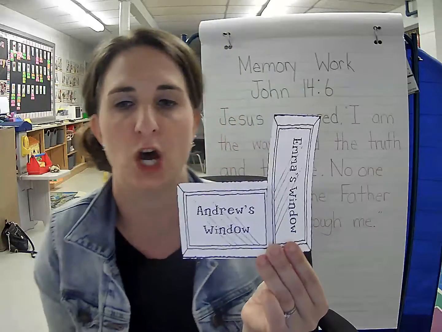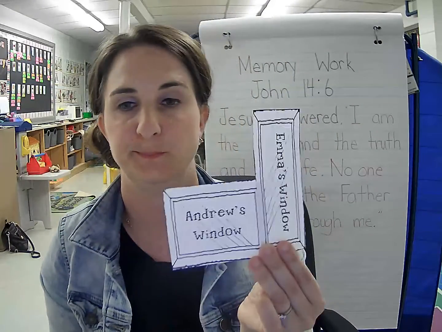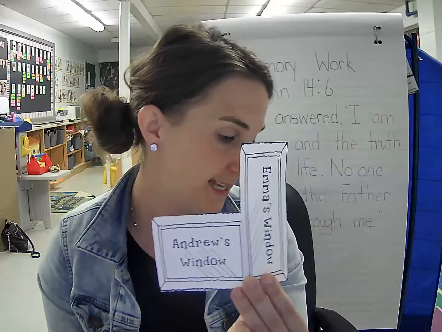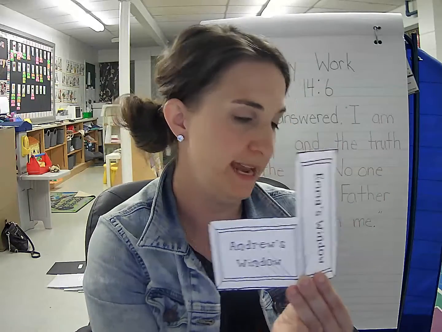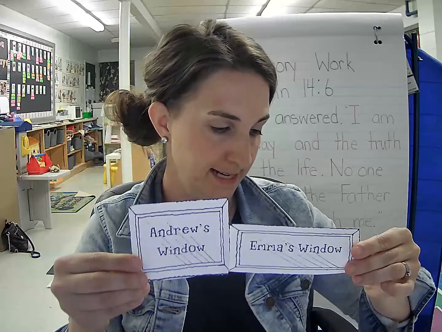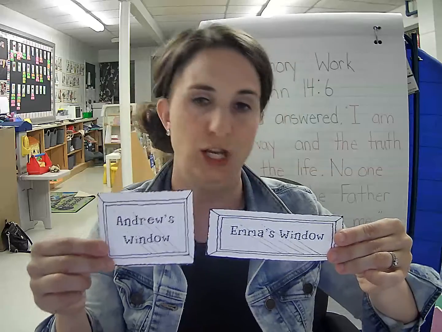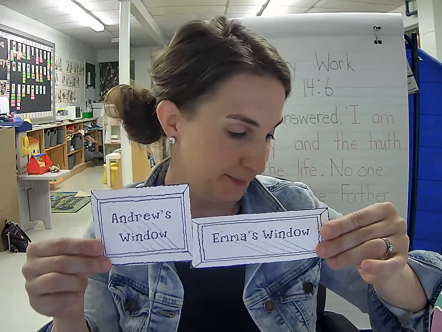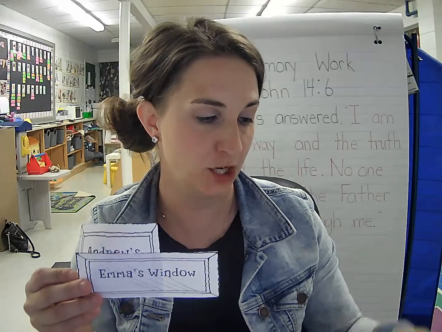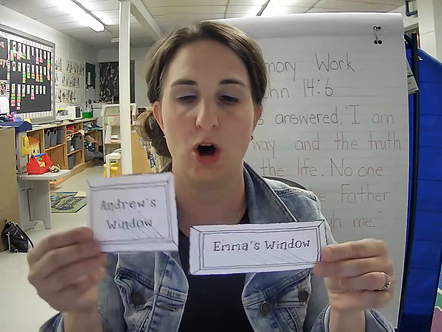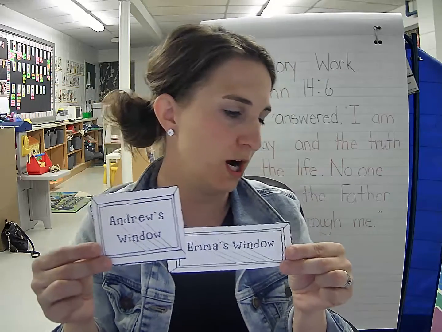So I have Emma's window and I have Andrew's window. Is Emma's window bigger? Well, it definitely looks taller than Andrew's window, right? But if you turn it this way, right, Andrew's window looks taller. So what is it? Can you think of a way that we can find out which one is bigger? We would be able to measure it, right? But what would you measure? Would you measure how long the sides are? Or would you measure it this way or this way?